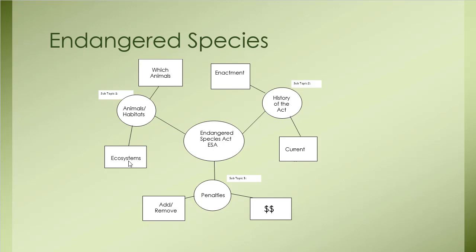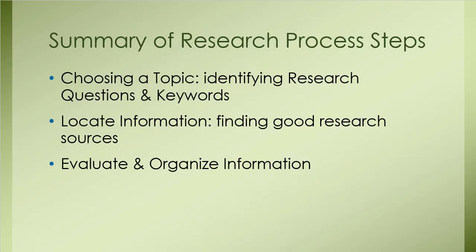To summarize the research process steps, first, you need to choose your topic by identifying your research questions and coming up with keywords that will help you find your information. Then you locate the information, finding good research sources, and then you evaluate and organize your information into your paper.